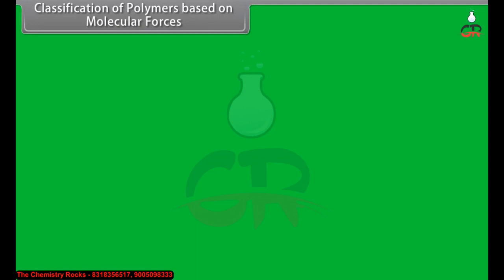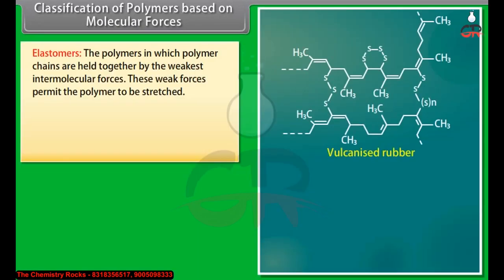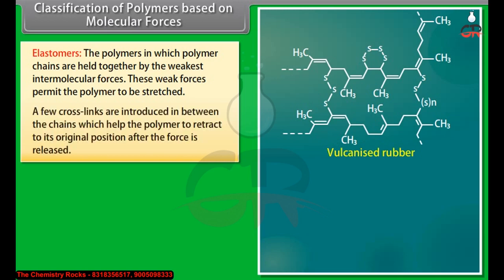Classification of polymers based on molecular forces. Under this type of classification, there are four subcategories. Elastomers. These are polymers in which the polymer chains are held together by the weakest intermolecular forces. These weak forces permit the polymer to be stretched. A few crosslinks are introduced between the chains, which help the polymer retract to its original position after the force is released. For example, vulcanized rubber.